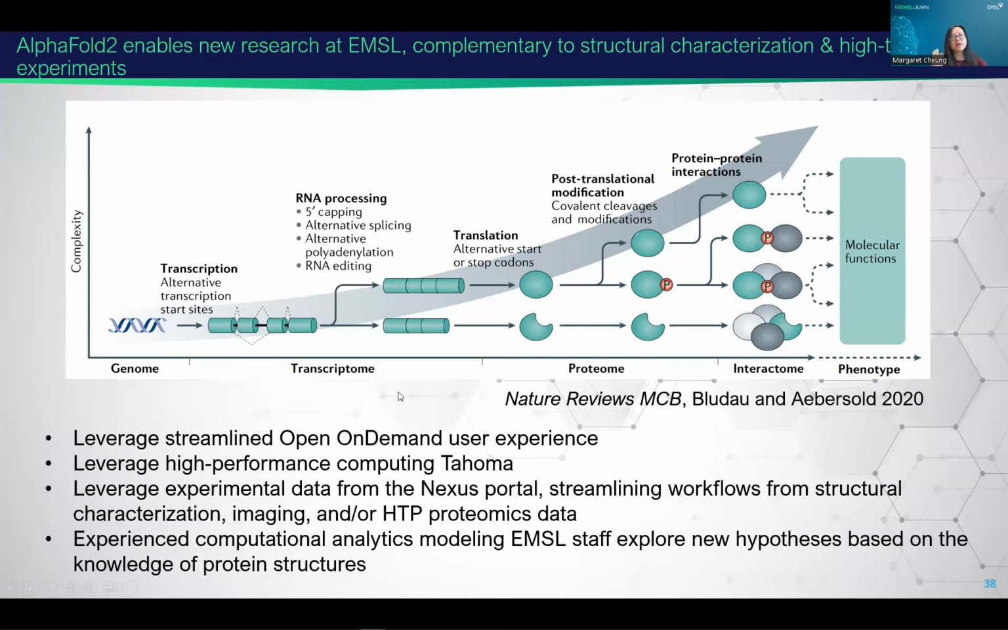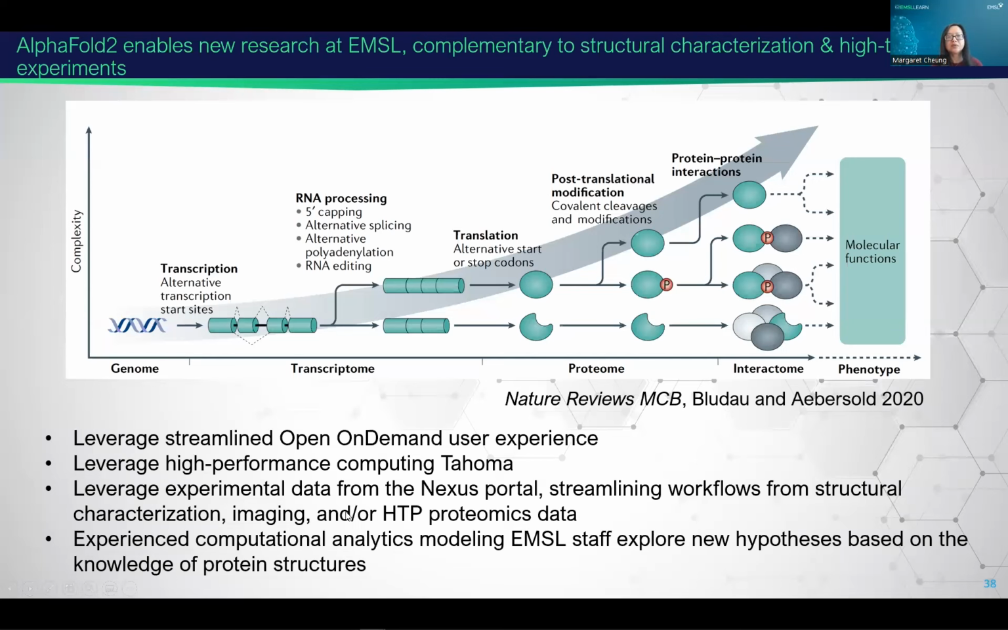So with EMSL, we have leveraged a streamlined user experience through Open OnDemand. You don't have to be an expert in high performance computing. You can use it as a part of the workflow in your data analysis, whether from mass spec or from an NMR study. And we tie that to a back end that you don't have to see, but the job is actually executed in high performance computing on Tahoma. So in your proposal, you're going to request how many hours you want. If you don't know, you can ask Jay or ask Satish, our P leader.